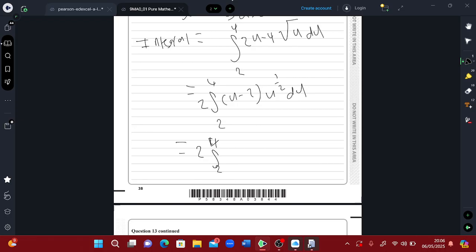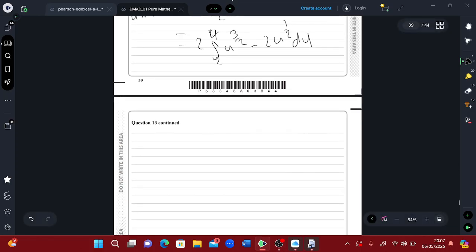Of, well, u to the 1. You should be able to do this automatically. However, break it down if you're not comfortable. So u to the 1 times u to the half, because remember this is a u to the 1 here. That's going to be 1 plus a half, so that's going to be u to the 3 over 2. The same thing for here: minus 2. That's just going to be simple minus 2u to the half du. Cool. And actually now we are in a position to integrate.